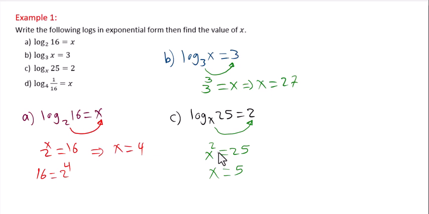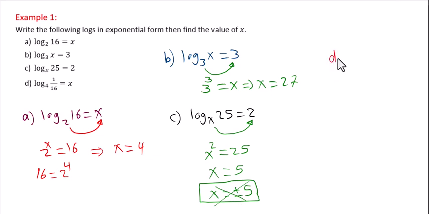Some students would say, no, we know that x to the power 2 equals 25, which means x equals positive or negative 5. Yes, actually, it's correct. But in logarithms, I'm going to take only the positive value. The negative value will be excluded.